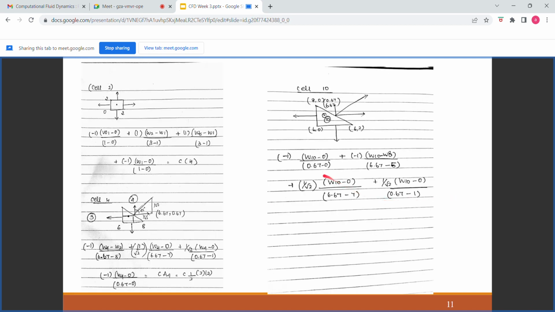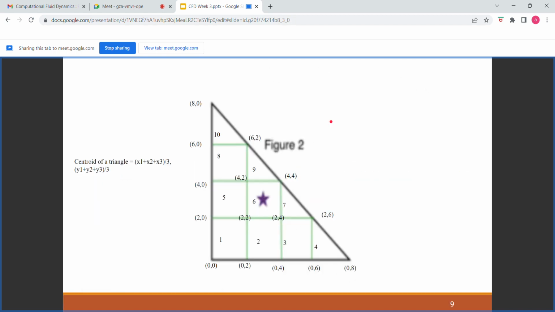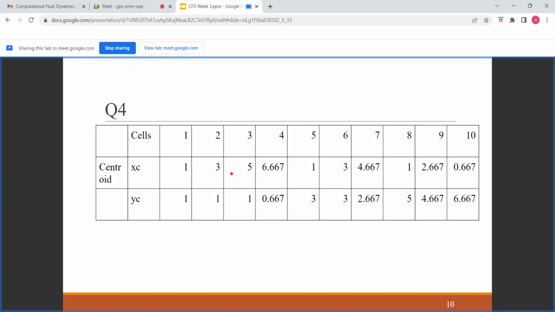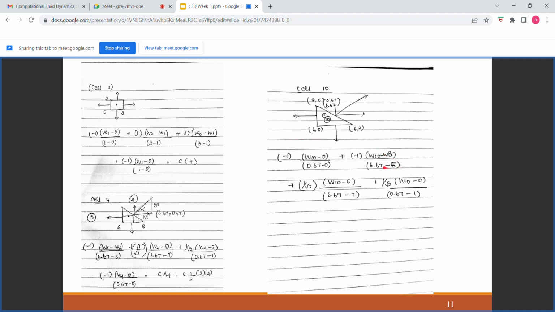So it is 0.67 minus the boundary point, which is 0. That is W10 minus 0, 0.67 by 0. And then similarly for the y direction, we get minus 1, that is ny, the normal. The normal is minus 1, and W10 minus the bottom cell is W8. So it is W10 minus W8, whereas in W10 the centroid point is 6.67, and in the 8th cell the centroid point would be 5. So it is 6.67 minus 5.